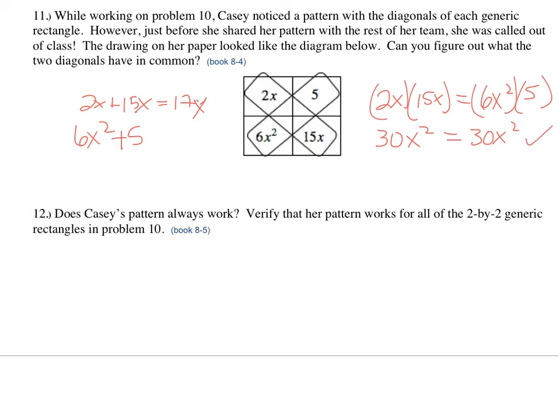So the product of the two diagonals are equivalent. Does this pattern always work? Let's go back to the previous problem and verify the products of each diagonal. If we take the left diagonal and multiply those two numbers, and we take the right diagonal and multiply those two numbers, do we always get the same thing? Let's see.